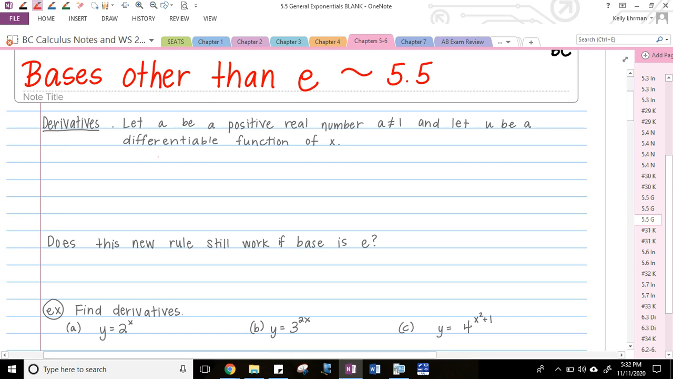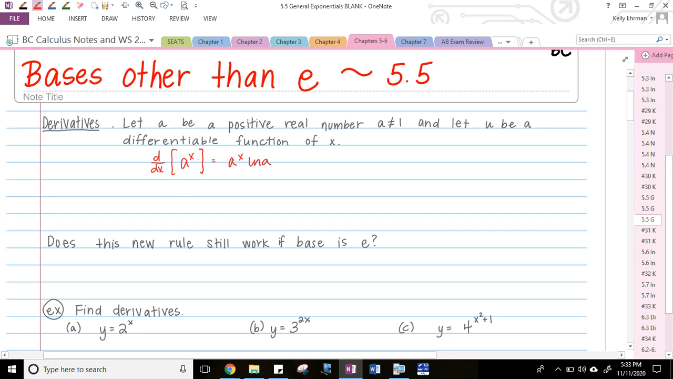So the derivative with respect to x of a to the x, so a is some number other than e, is equal to a to the x multiplied by the natural log of a. And if you think about this, well, no, never mind. We're going to do that in a second.